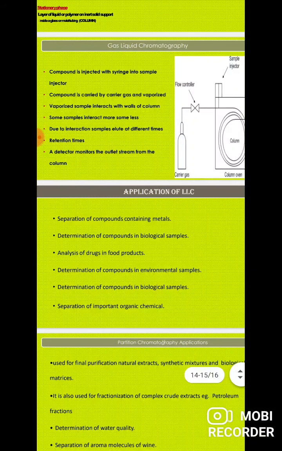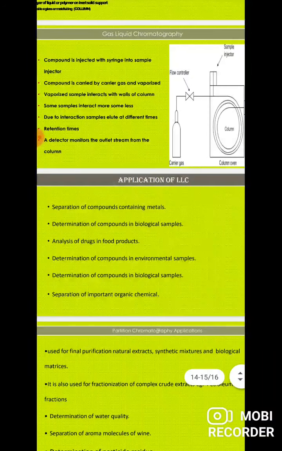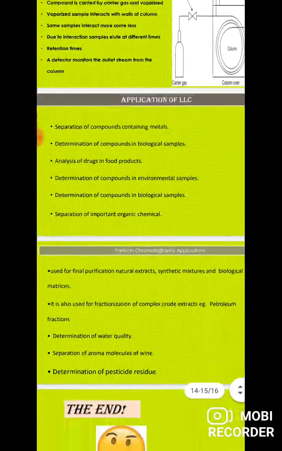In gas-liquid chromatography, the compound is injected with a syringe into the sample injector. The compound is carried by the carrier gas and vaporized. The sample interacts with the wall of the column. Some samples interact more, some less. Due to these interactions the samples elute at different times, known as the retention time, and a detector monitors the outlet stream from the column.